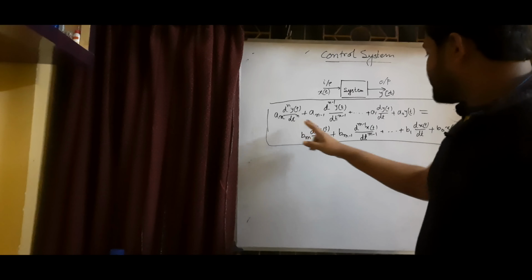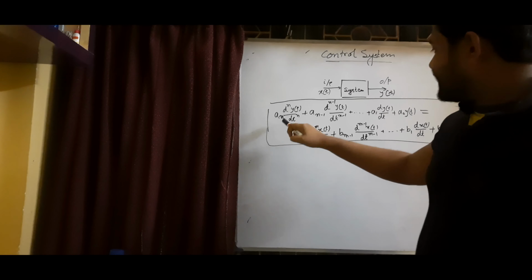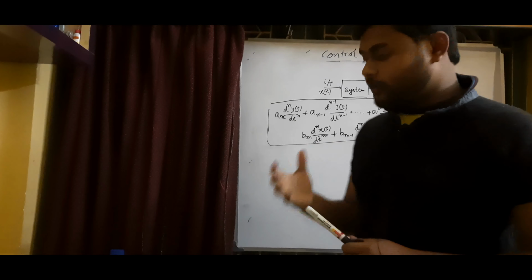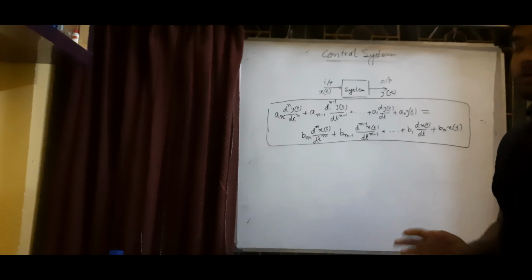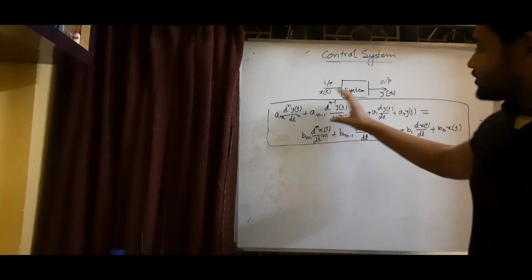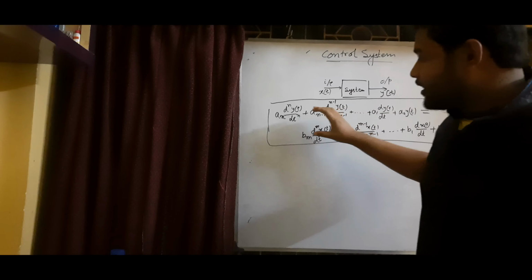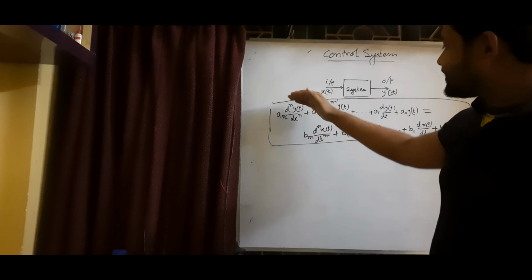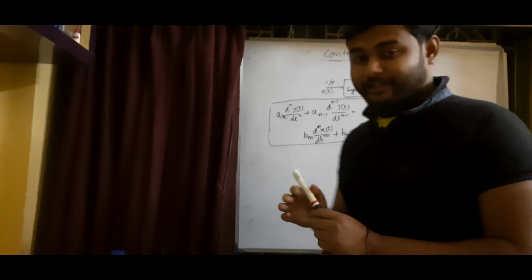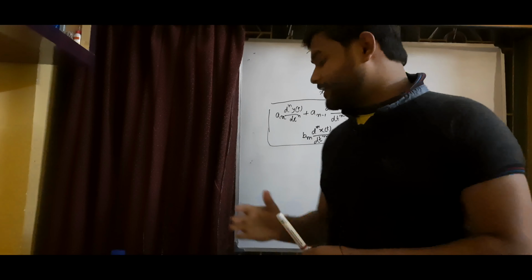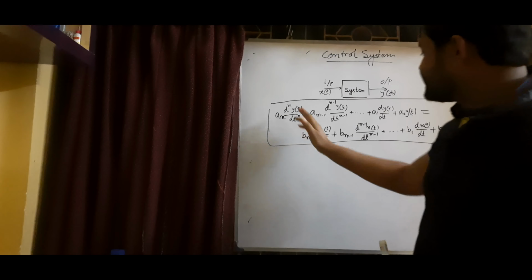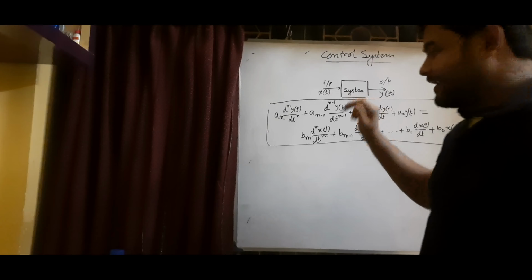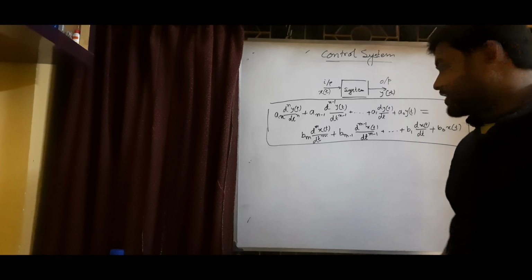Now why I am taking this as n and taking this as m is, we want to make the general thing, and it does not always happen that the output side expression has the same order as the input side expression. So to make it understandable that this order and this order may not be the same, we consider two different variables, that is n for output side and m for input side.